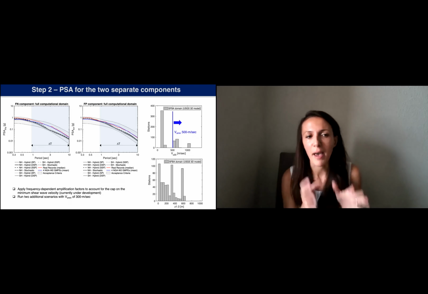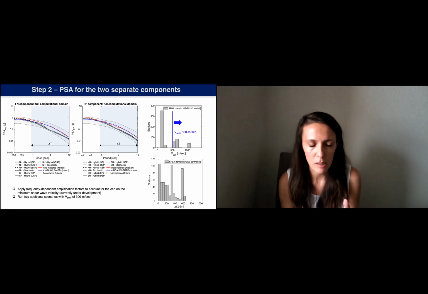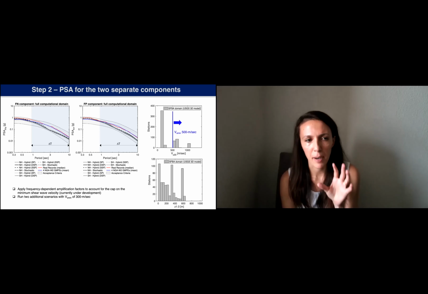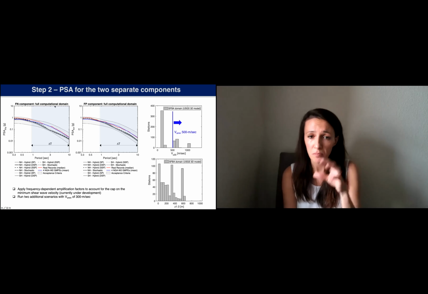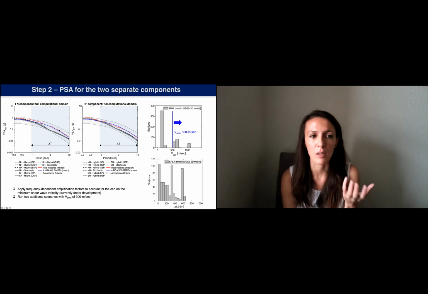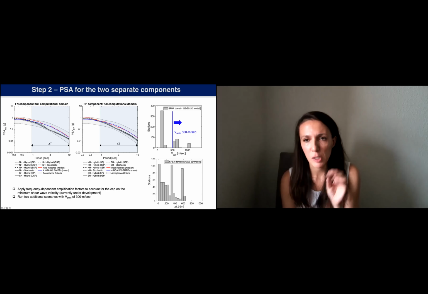Now, we have put some effort into trying to interpret these results, and there are two main points we should keep in mind when we look at these plots. The first is that we are performing this comparison and deriving these acceptance criteria based on these ground motion models, which are not necessarily representative of the specific characteristics of the San Francisco Bay Area, which we know is characterized by very shallow basins with very low shear wave velocity.